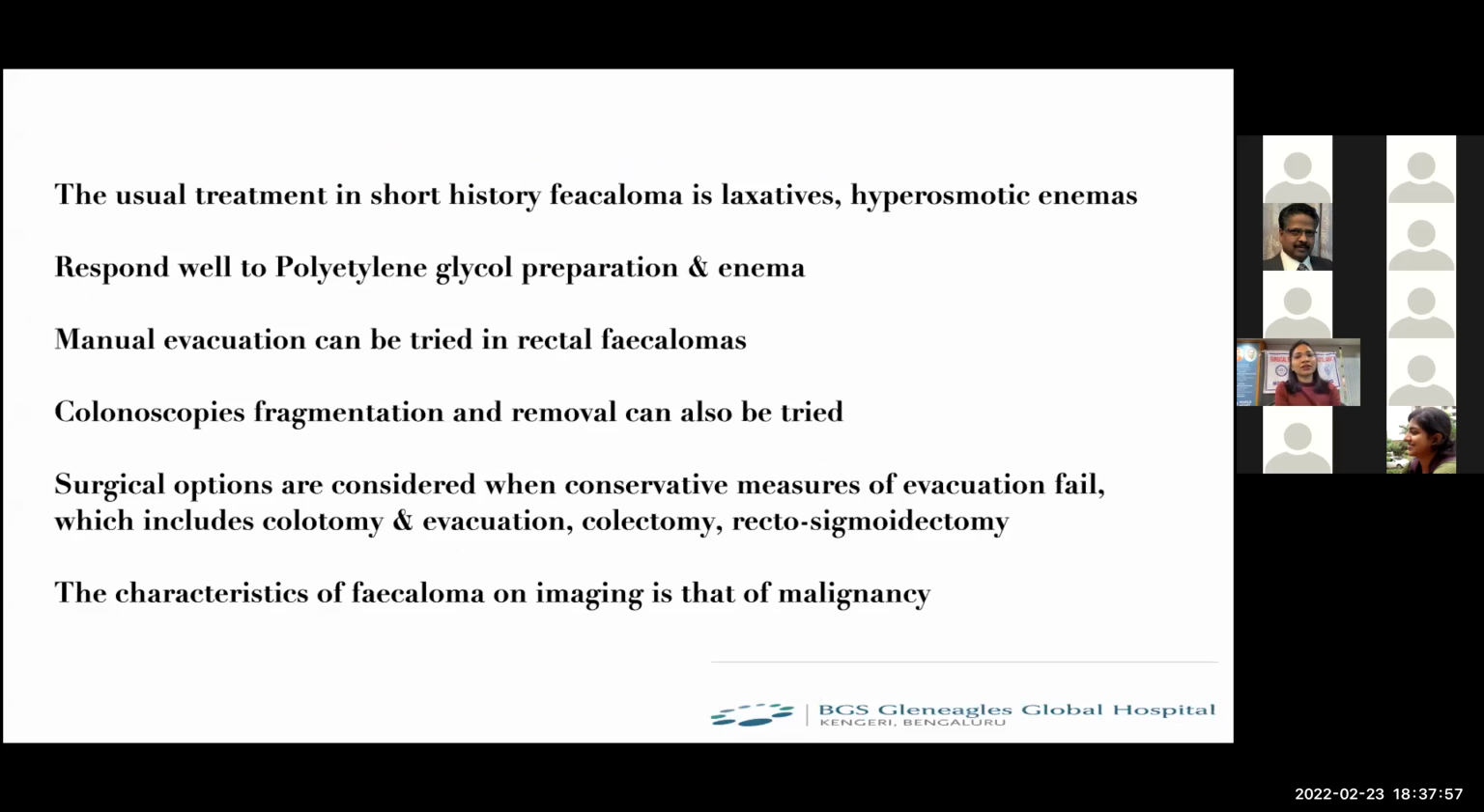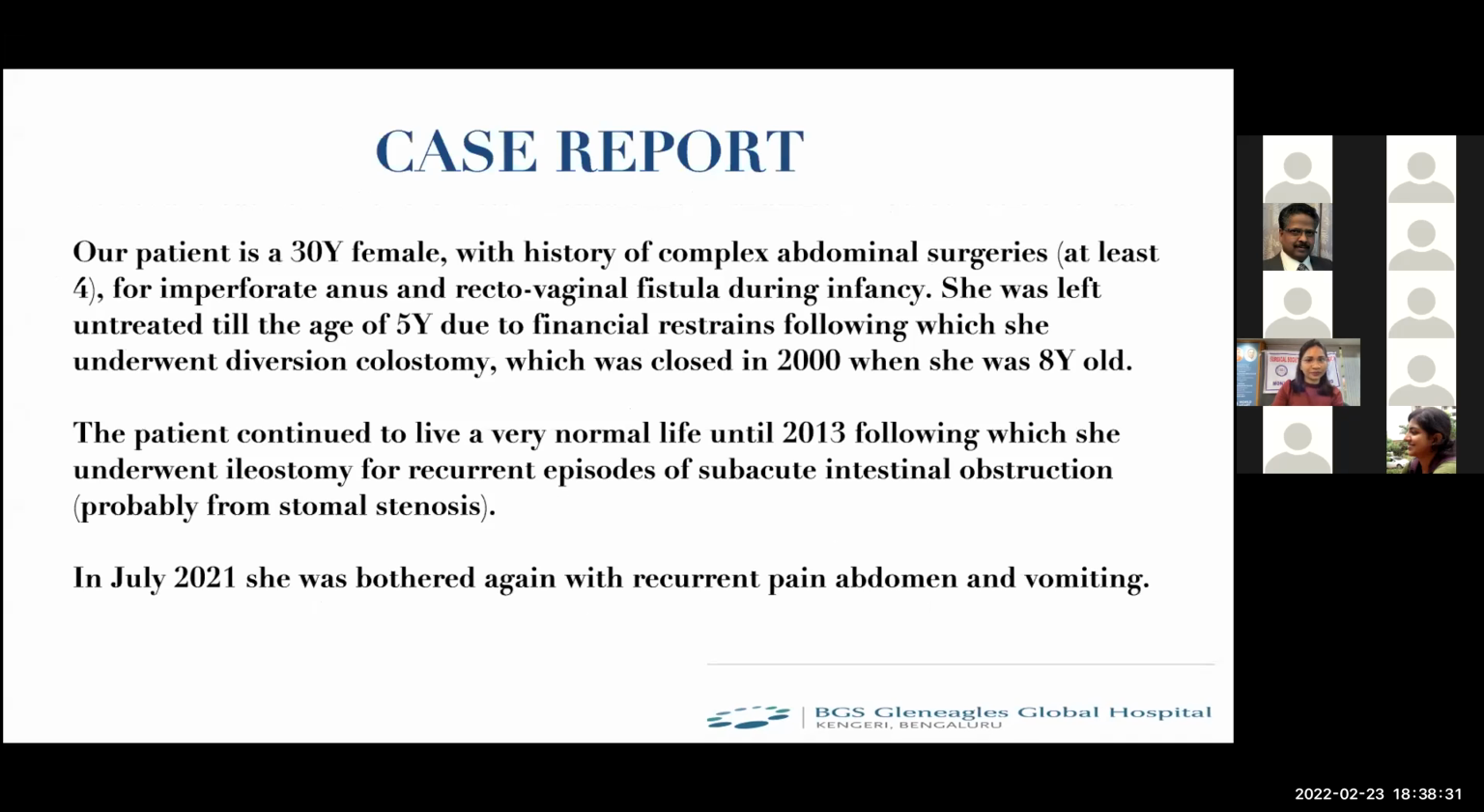The usual treatment for short-duration fecaloma is the use of laxatives and hyperosmotic enemas, and they even respond well to PEG preparations. Manual evacuation can be tried when the fecaloma is in the lower rectum. Colonoscopic fragmentation and removal can also be tried. Surgical options are reserved for patients who fail conservative management, which include colotomy and evacuation, colectomy, or rectosigmoidectomy. The characteristics of fecaloma on imaging can be mistaken for those of malignancy.